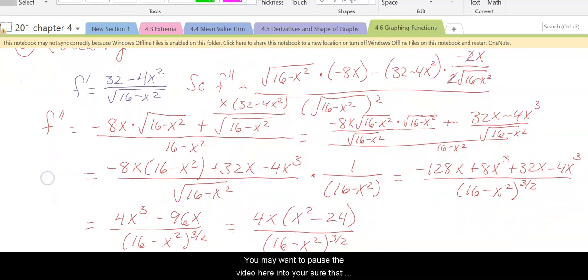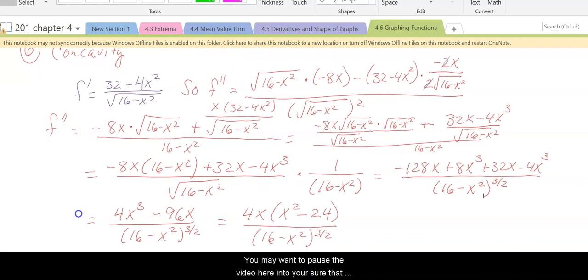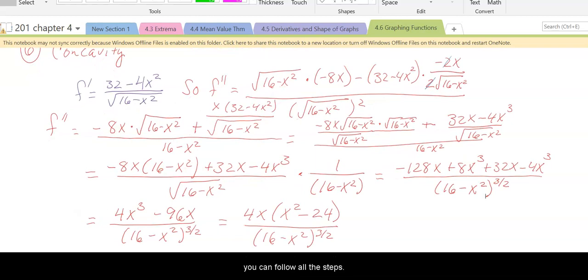You may want to pause the video here until you're sure that you can follow all the steps. Notice, for example, that this part here is the numerator of this line here. It is not a part of the very first line up here. When I was done simplifying, I had a much simpler form for the second derivative, which consisted of the part down here that I will now ring in the hot pink color.